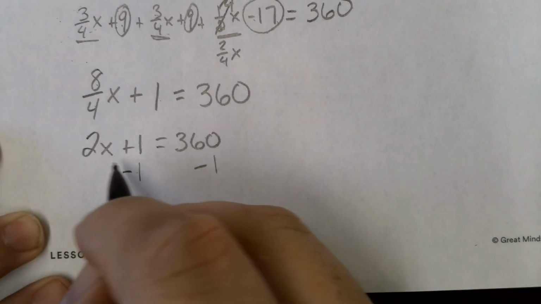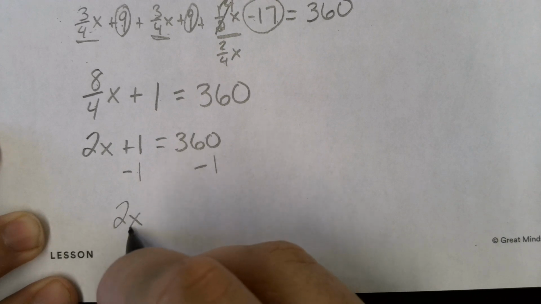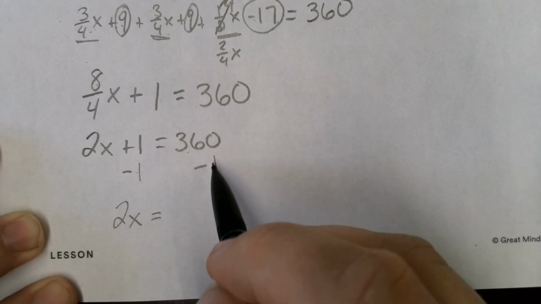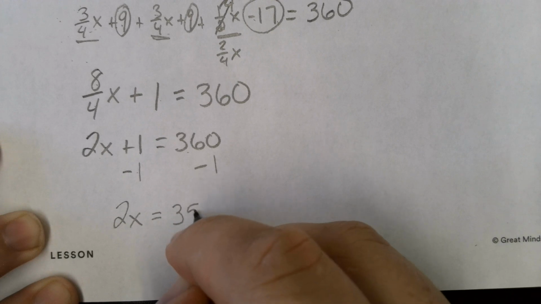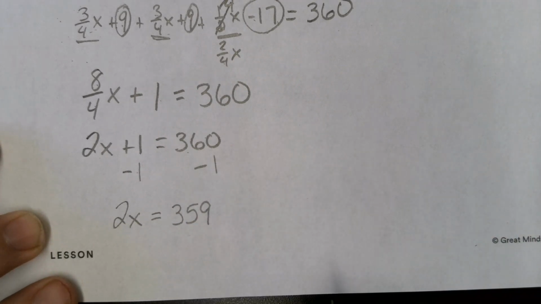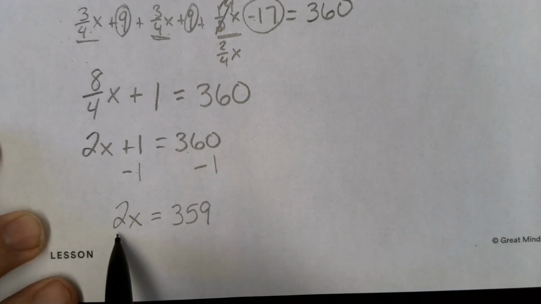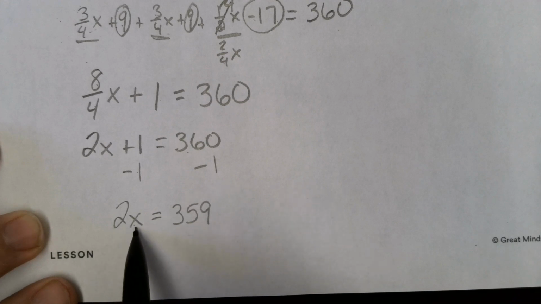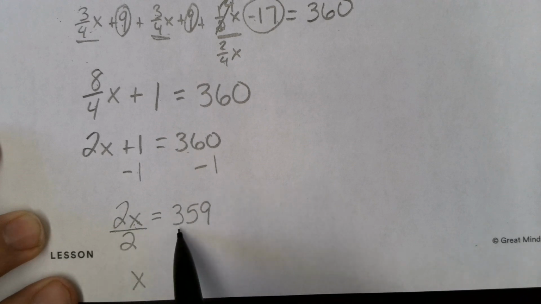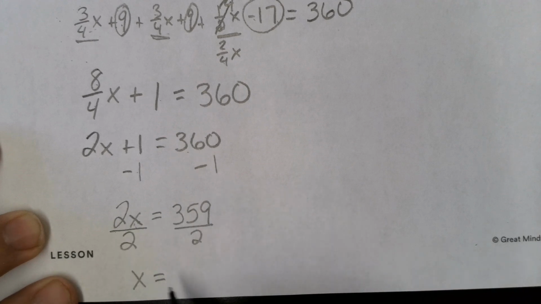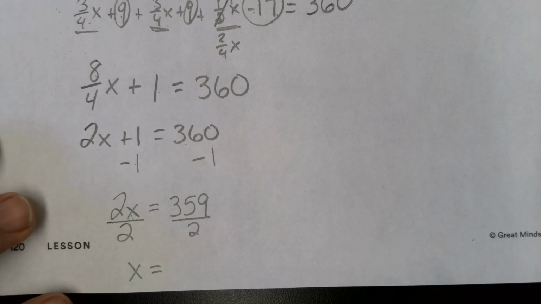1 minus 1 is 0. 0 plus 2x is just 2x. And 360 minus 1 is 359. We still don't have x by itself, so in order to get 2x to turn into 1x, we have to divide by 2, because 2 divided by 2 gives me 1x, which is x. We divide both sides by 2 in order to keep the equation balanced and equal.